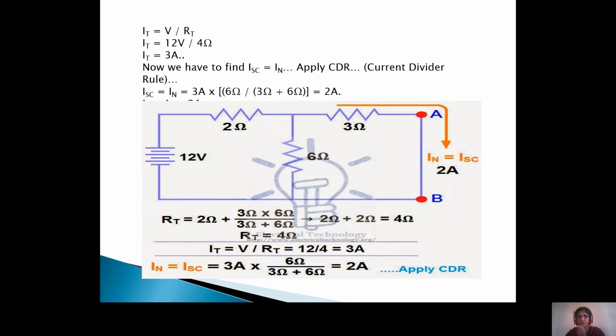Now you have to find out the Norton's current, and next you have to find out the Norton's resistance. So here what we do, once again I repeat, total resistance is equal to 2 plus 3 into 6 by 3 plus 6, that is equal to 4 ohms, that is the total resistance, and the current I is equal to V by RT, that is 12 by 4, that is equal to 3 amps. So according to the current division rule, short circuit current is equal to total current into opposite resistance by total resistance.